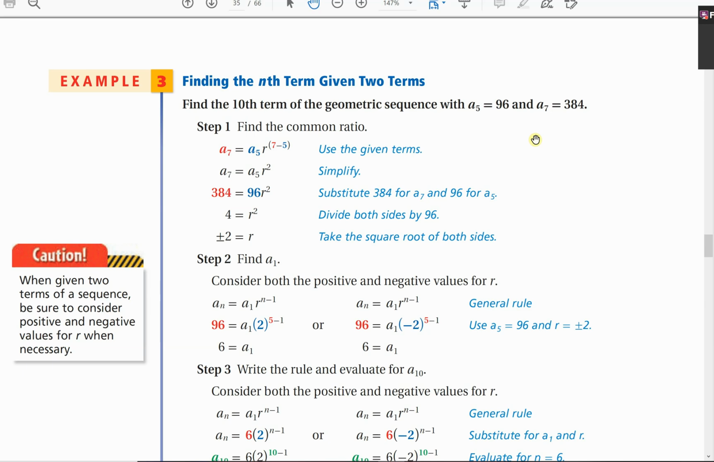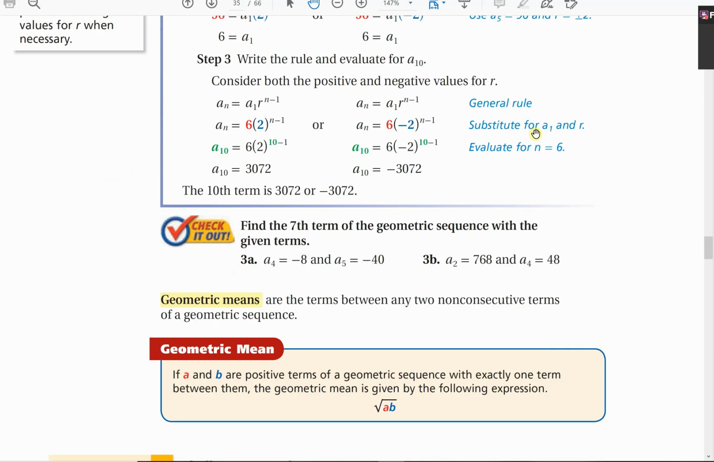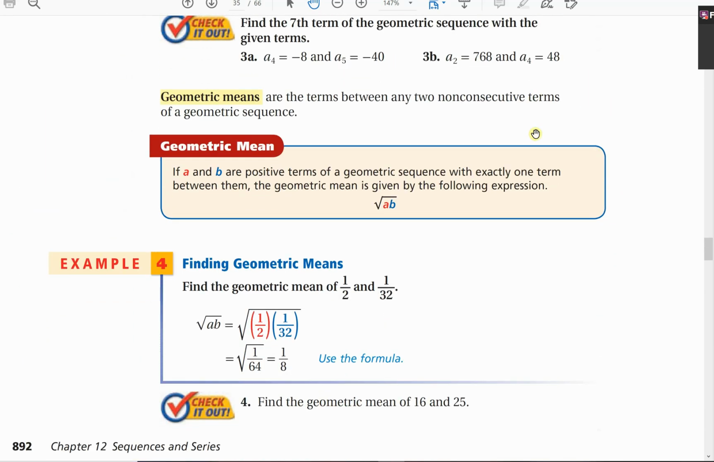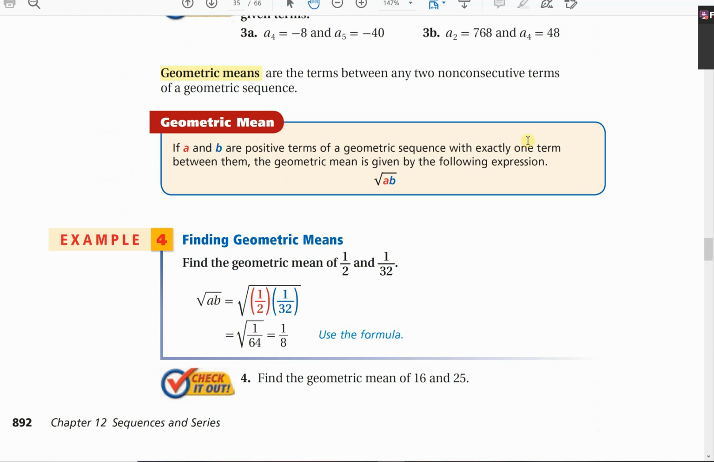All right, so if we flip back to the text, we're going to talk about geometric means. Geometric means are terms between any two non-consecutive terms in a geometric sequence. So if A and B are both terms in a sequence with exactly one term between them, the geometric mean is given by the square root of A times B. If you're given two terms and they say find the geometric mean between, say, 1/2 and 1/32, it's just going to be the square root of 1/2 times 1/32, the square root of 1/64, which is 1/8.